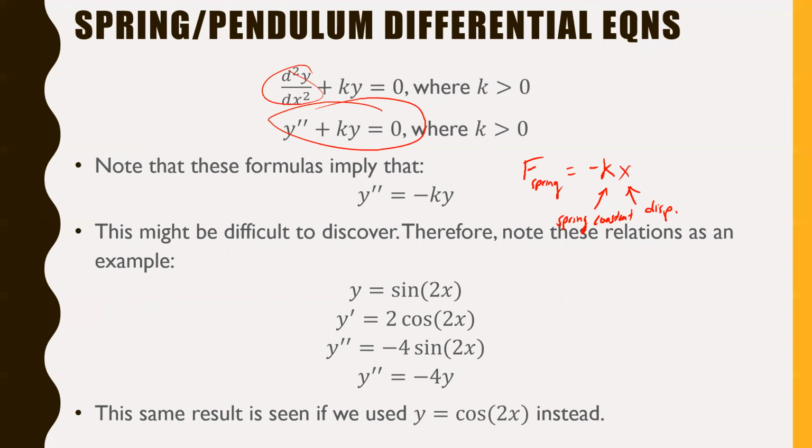Now, this might be difficult to discover, however. If I just gave you this right off the bat, you'd go, what the heck? How do we get a function where the second derivative is just equal to the original function times some other number? Like negative k times the original function is the second derivative. That's kind of weird, right? Because you'd think that you'd get something other than a number coming out of here.